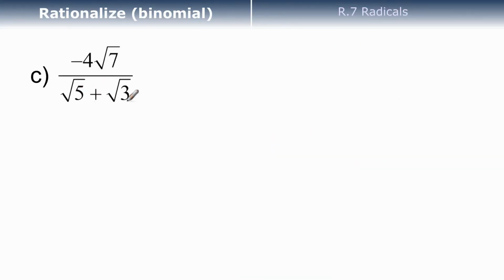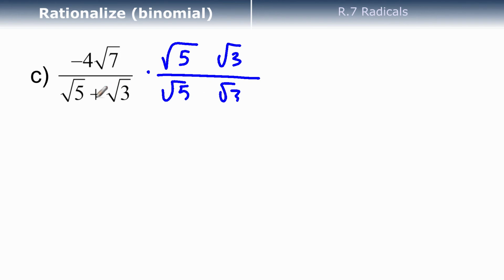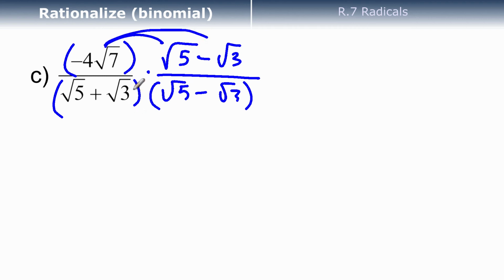If you have a binomial on the bottom, the trick that works every time to get rid of the radicals on the bottom is to multiply top and bottom by the conjugate of this. And the conjugate would be the same thing, root 5 and root 3, but this middle sign here has to change. So instead of a positive, this is going to be a negative. And both top and bottom, you have to make them identical. And then what you do is you FOIL the top, FOIL the bottom. Okay, well, I guess this top, there's just one term, so you just multiply it by that and multiply by that. And you can do that.